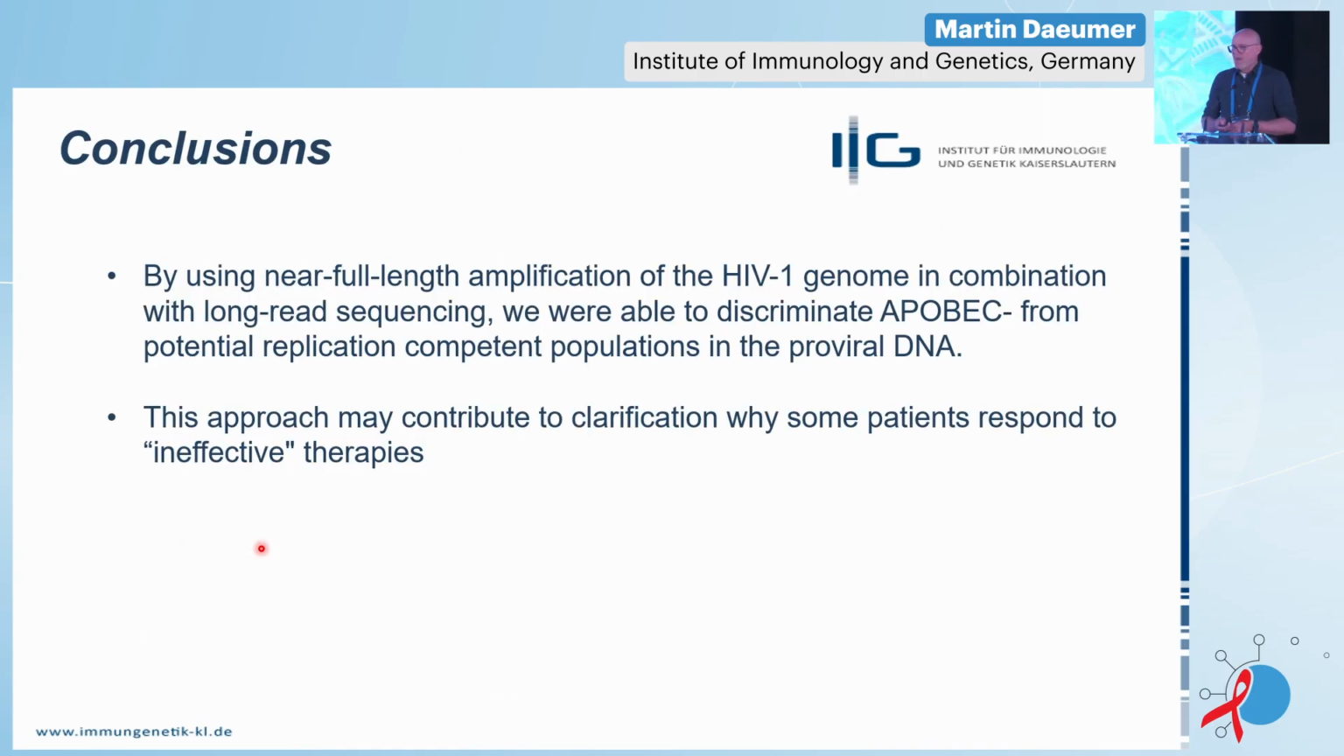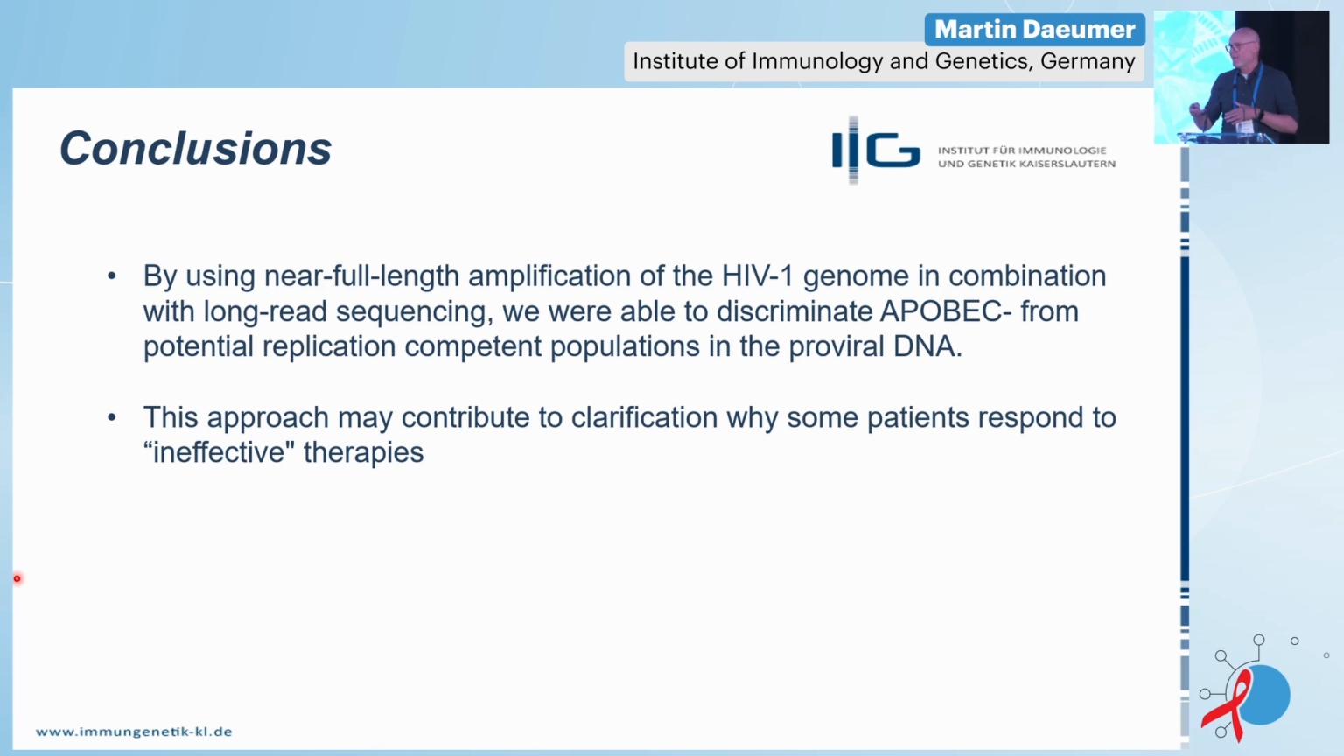I would like to conclude this already. By using near full-length amplification of the HIV genome in combination with a long-read sequencing approach, we were able to discriminate the APOBEC from potentially replication-competent populations in the proviral DNA. This could maybe contribute to clarifying why some patients may respond to a so-called ineffective therapy.